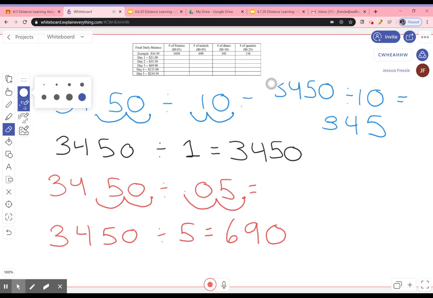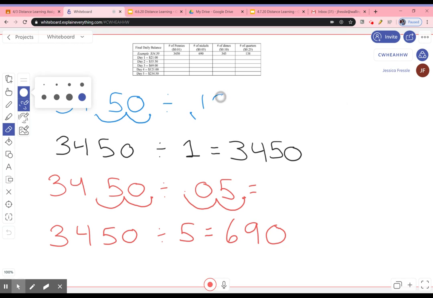So try and do $34.50 divided by 25 cents and see if you get that answer of 138. So just remember to move the decimal point over 2 place values and then go from there.